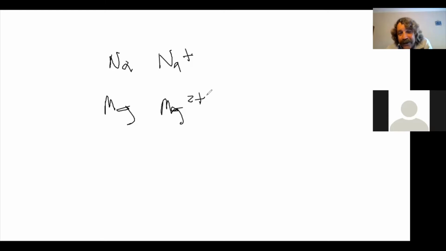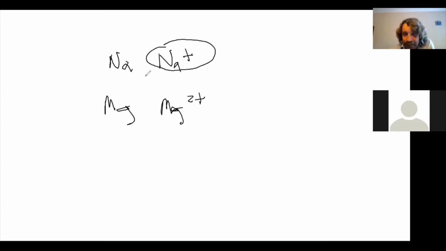This compound right here is not called sodium. It is sodium ion. The other one is sodium, and there's a huge difference between these two compounds. So if you write this and call it sodium, it is wrong. Wrong, wrong, wrong. That is sodium ion.